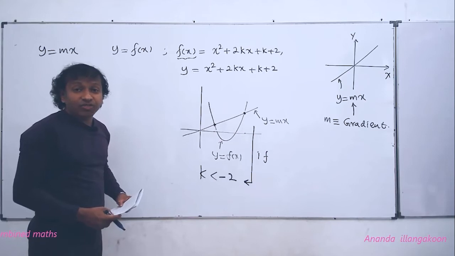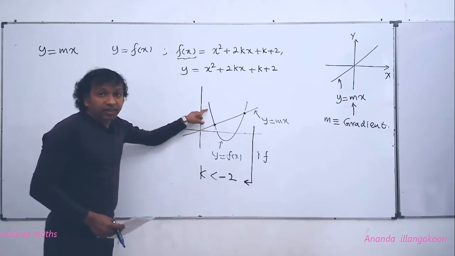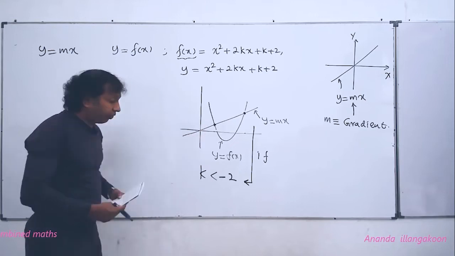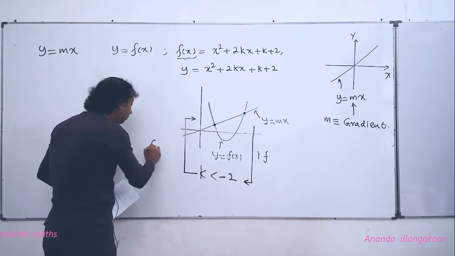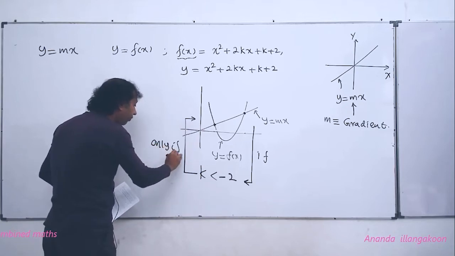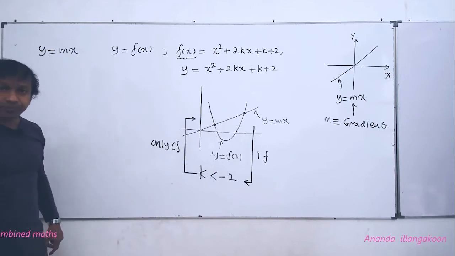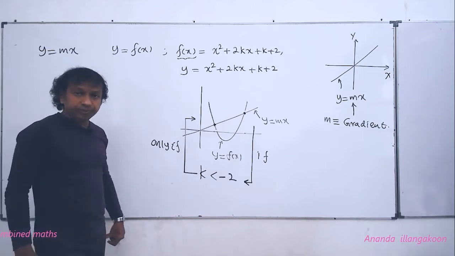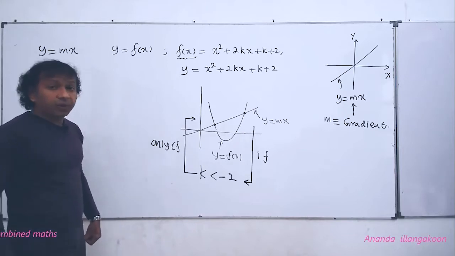Only if part is what? Only if k less than -2, the graph and the line intersect at 2 points. Then this part is the only if part. We have to prove both directions. Understand, people? Right?